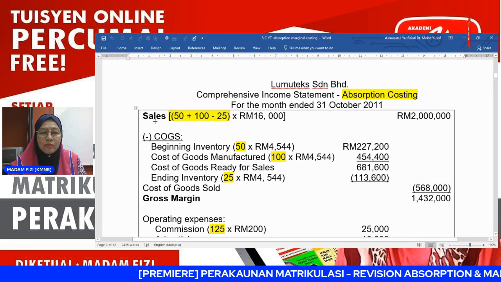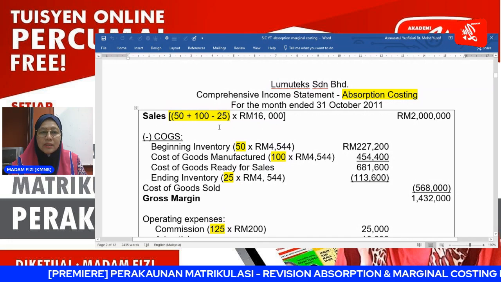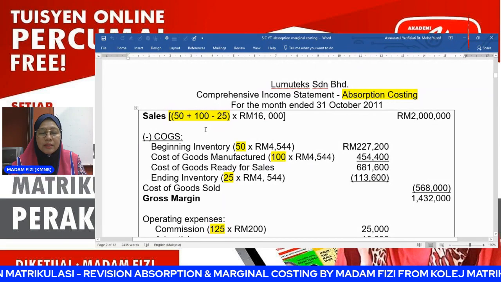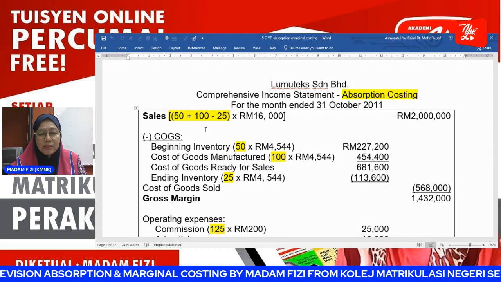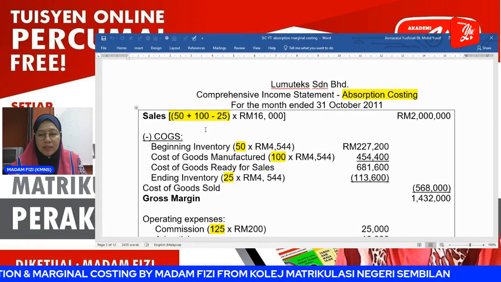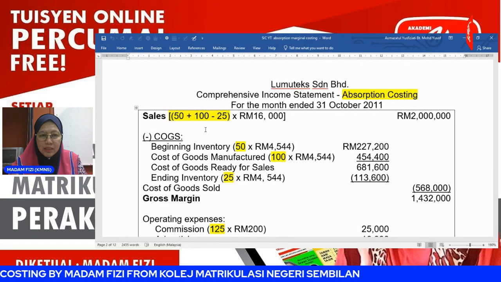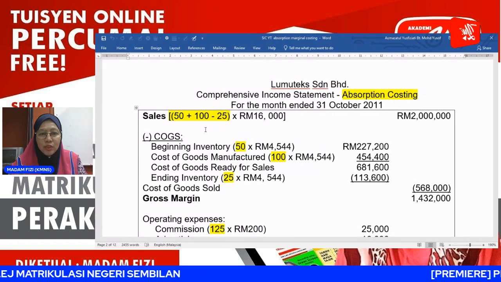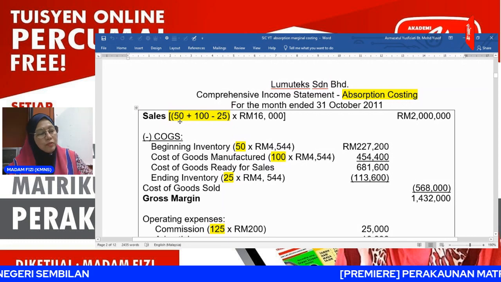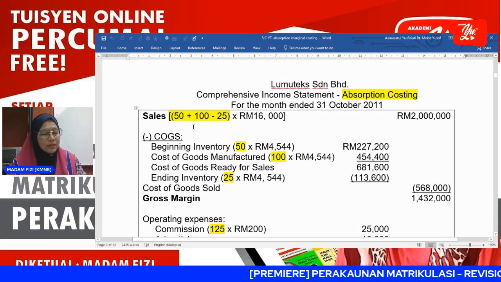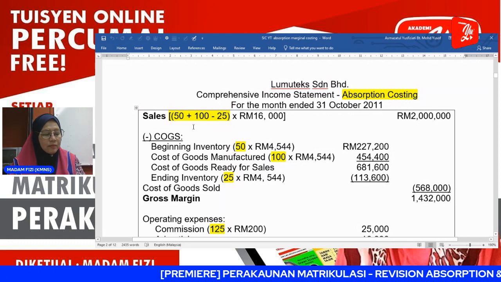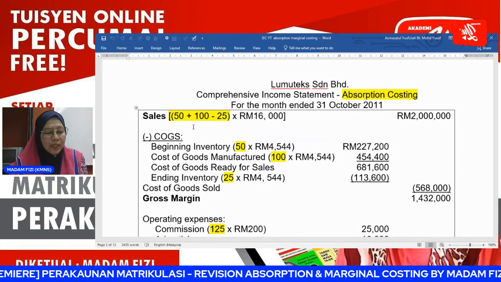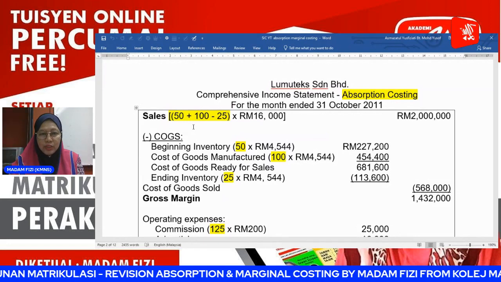So first of all, you have to find out the sales. Okay, the sales unit is not mentioned in the question. So you have to calculate the sales unit. So how to calculate the sales unit? Beginning inventory plus production unit minus ending inventory unit. So berapa tu? 50 plus 100 minus 25. So the sales unit is 125 unit.